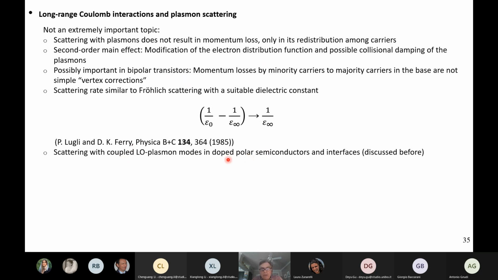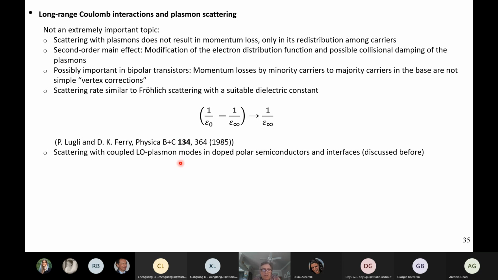We have discussed also the case in which electrons can scatter with coupled longitudinal optical phonon-plasmon modes in doped polar semiconductors. I showed you Ridley's treatment of the process, or interfaces, like at the interface between a dielectric, SiO2 or whatever, and a semiconductor. But except for this, scattering with plasmons per se is not a major component.